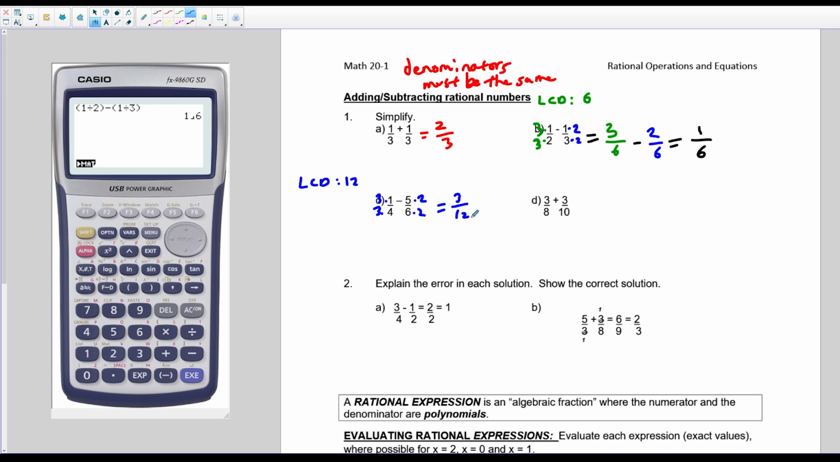This gives me 3 over 12, and I'm going to subtract 10 over 12, and that leaves me with negative 7 over 12, just like we had earlier. We just have one less step.